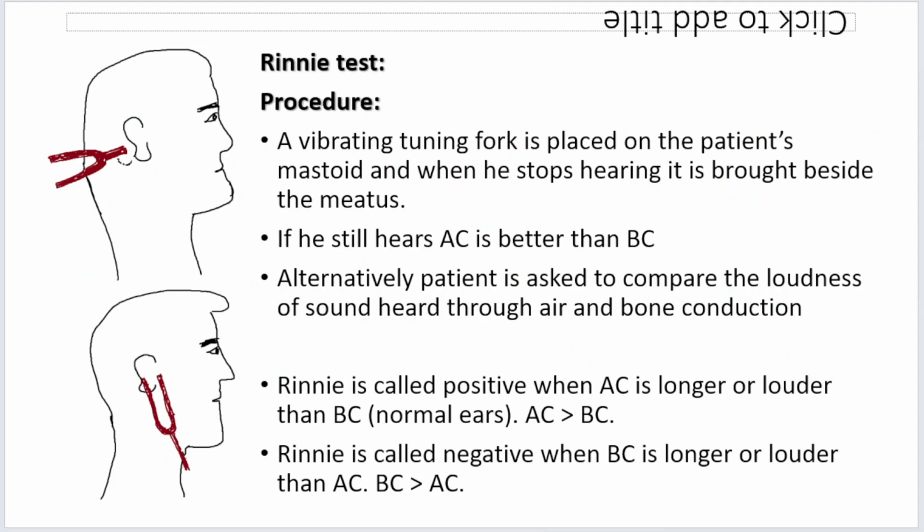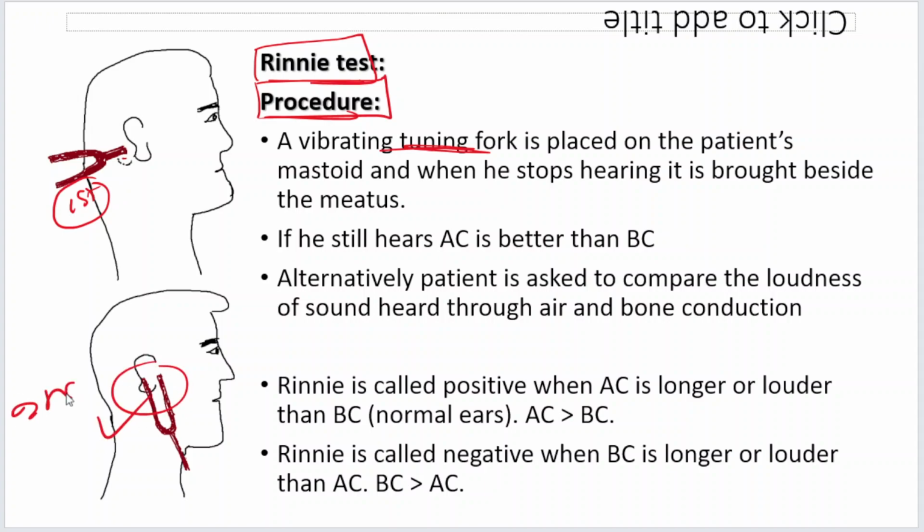Okay. So what is Rinne's test? Rinne's test, the procedure. How do you perform the procedure? You take a vibrating tuning fork and you place it first on the patient's mastoid. You tell the patient, when you stop hearing, you tell me. After he tells that he can't hear it any longer, you place it in front of the pinna. So first you place it on the mastoid, then you place it on the pinna.